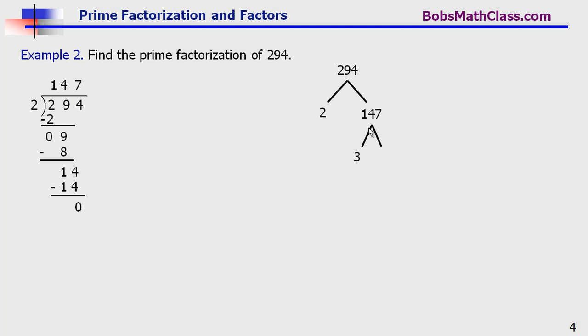Now again, how many times does 3 go into 147? I don't know off the top of my head. So what am I going to do? Divide. So divide 3 into 147. Again, you might want to pause and work that out on your own.